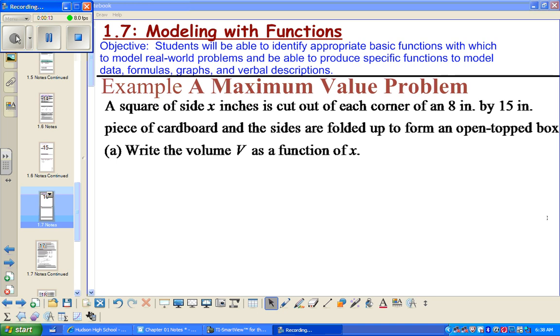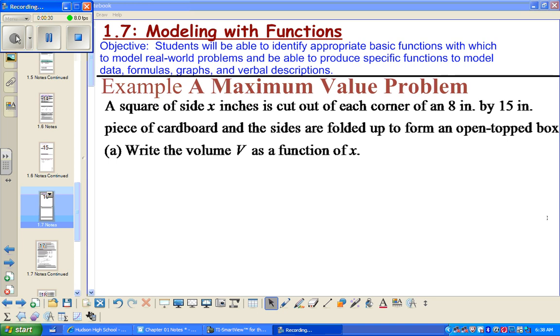We'll start with one that most of you saw in class, the maximum value problem. A square of side x inches is cut out of each corner of an 8 by 15 inch piece of cardboard, and the sides are folded up to form an open top box. Your first task is to write the volume as a function of x.